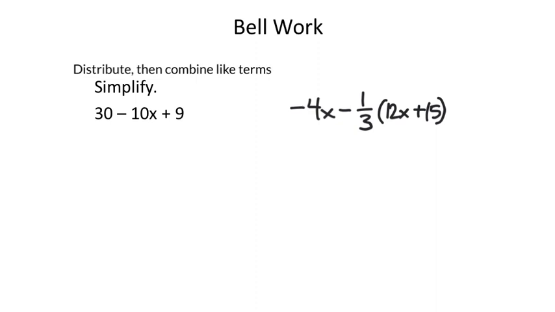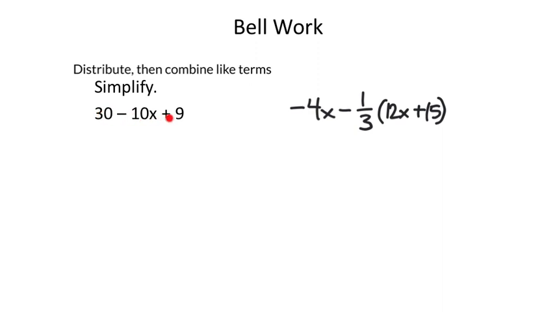The first example doesn't have any distribution. How do we know if it has distribution? It'll have parentheses like this one, okay? And do remember that when we have to distribute, that is the operation of multiplication.